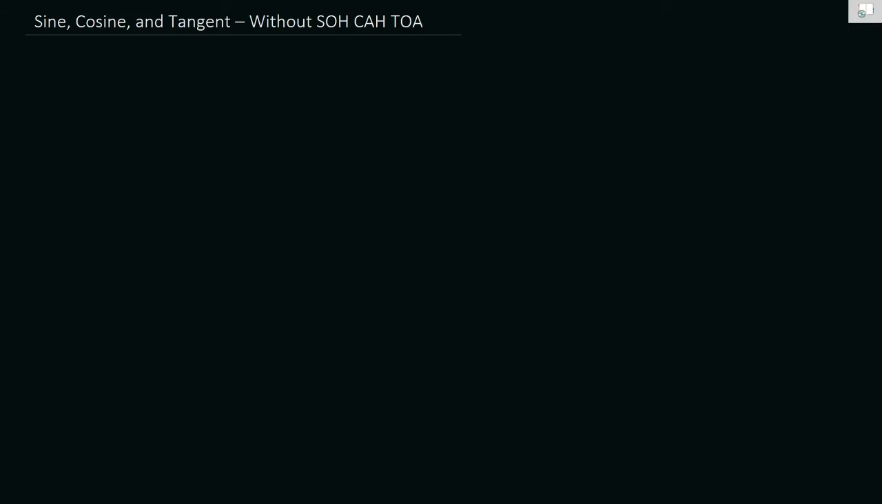Hi everyone! I'm really excited because today I'm going to show you guys how to use sine, cosine, and tangent in a completely different way. We're going to solve for sides and angles in a triangle without using SOH or TOA. And to do that, we're going to start by defining our triangle, our sine, and our cosine in a completely different way.